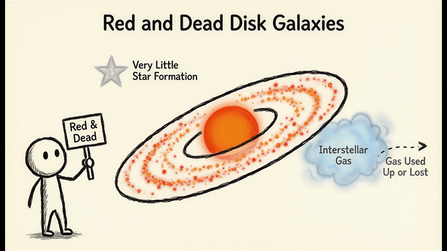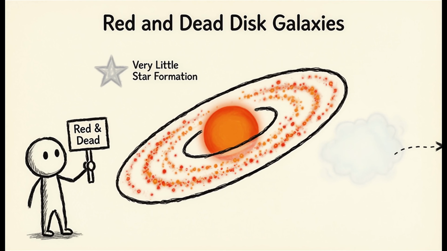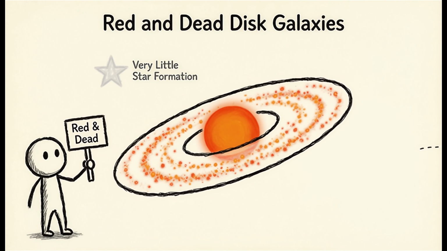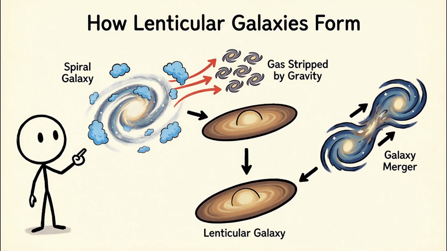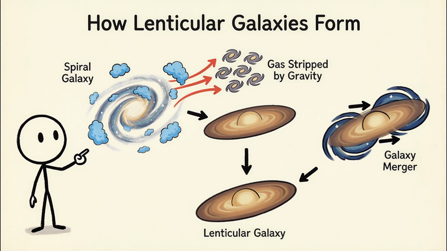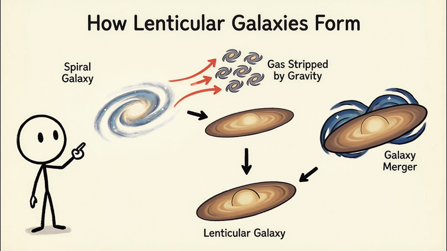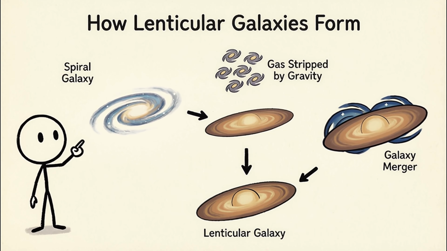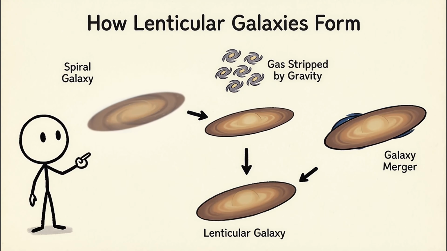They are essentially red and dead disk galaxies, having used up or lost most of their interstellar gas. They may have once been spirals that were stripped of their gas by the gravitational forces within a dense cluster, or they may have merged and simply aged.